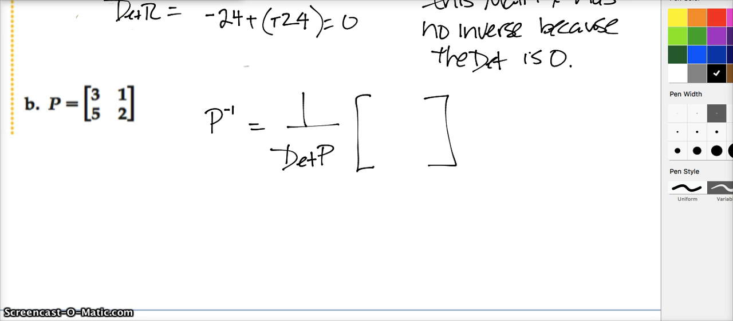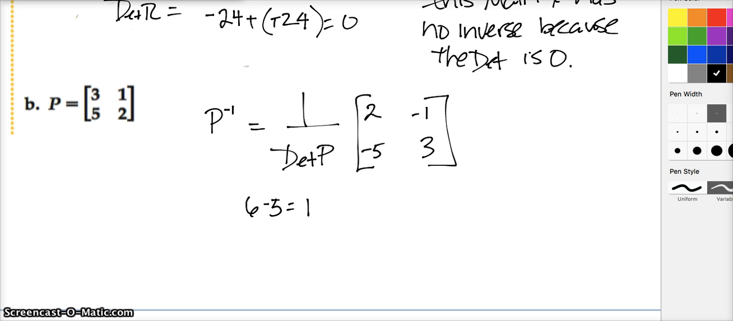Again, in order to find the inverse, we would do 1 over the determinant of P. We'll figure that out. And then we're going to switch this diagonal. So instead of 3, 2, we have 2, 3. Then we're going to change the signs on the other diagonal. All right, so now let's go ahead and see if we can find the determinant. The determinant tells me multiply this way, get a 6, subtract 5. All right, that's not too bad.